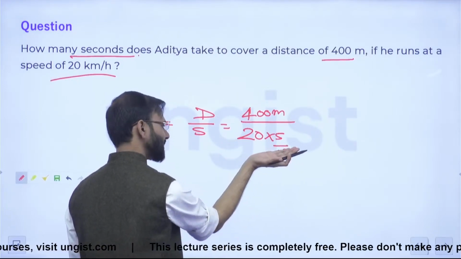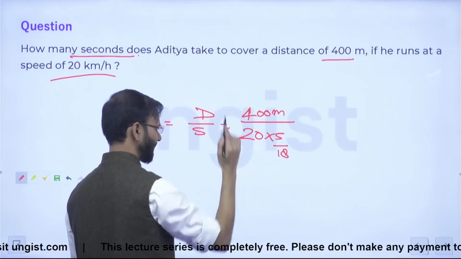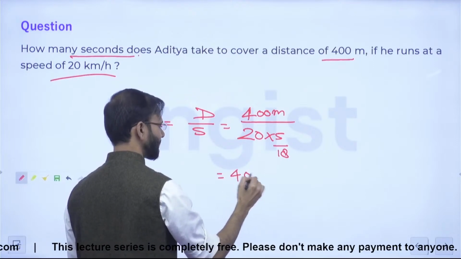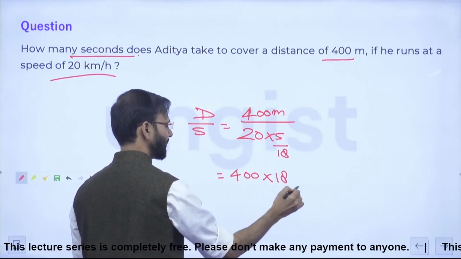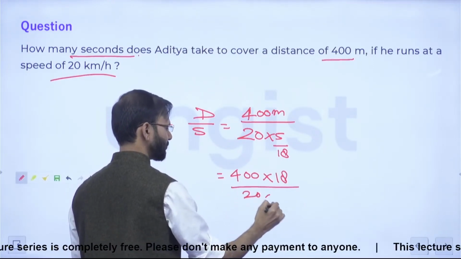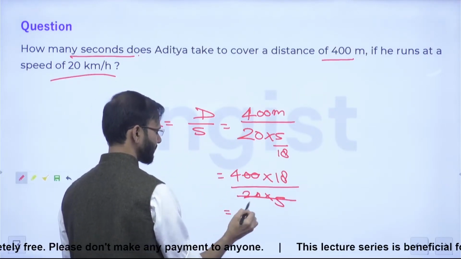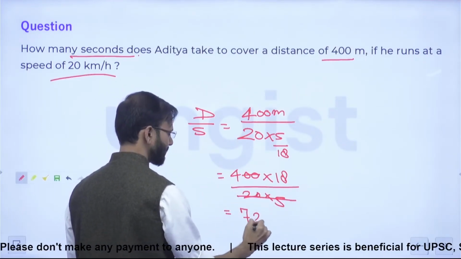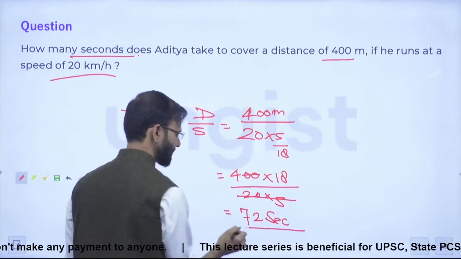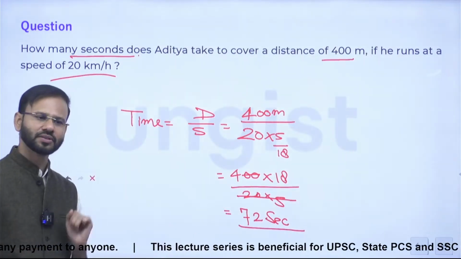Correct? So guys, here 18 will go to the numerator. So 400 into 18 divided by 20 into 5. 20 into 5 is 100, this is 400, so 4 into 18, which is 72 seconds. Everybody clear with this or not?